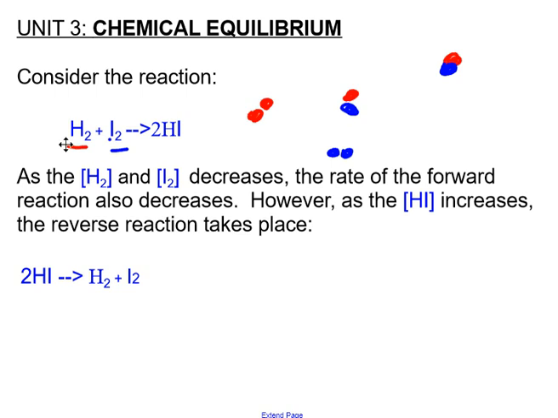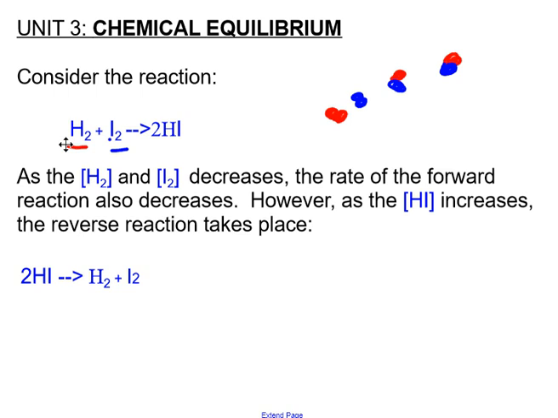Now eventually the amount of hydrogen iodide will start to increase. Once we have enough of these hydrogen iodide molecules, it stands to reason that two of them will bump into each other and eventually start to react themselves. If enough of them build up, they can collide together, and we can have scenarios where hydrogen and iodine start to reform, and the reverse reaction starts to take place.